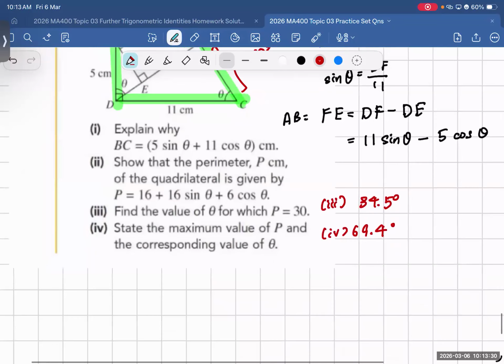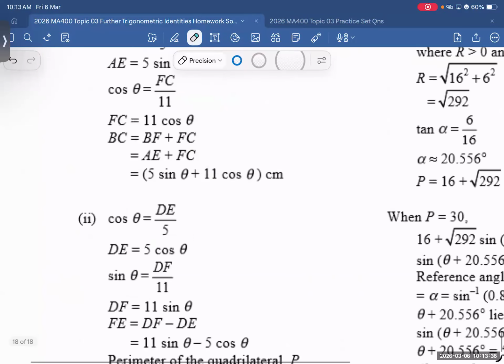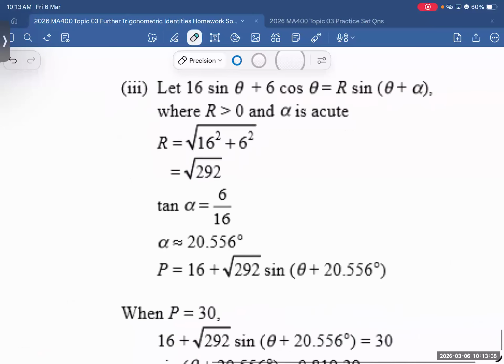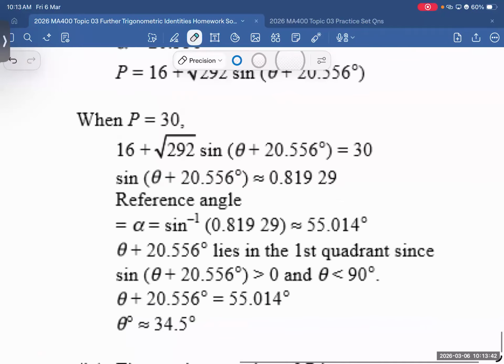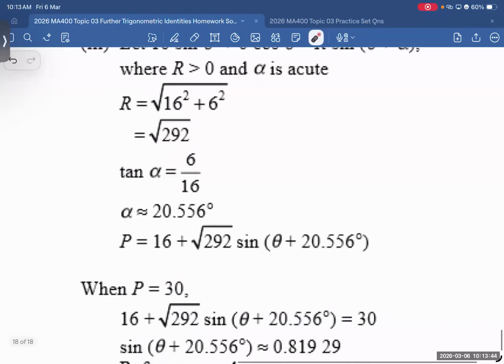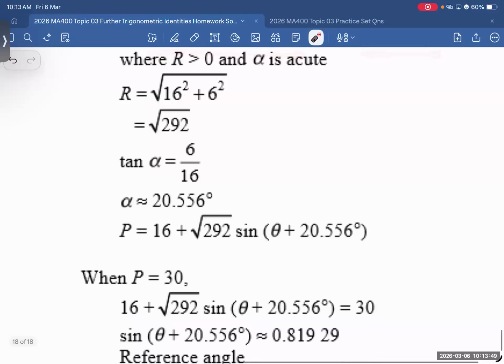Now for part 3, very simple. Equate. Do it in R formula. You have your parameter to be 16 plus square root 292.